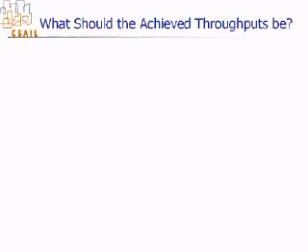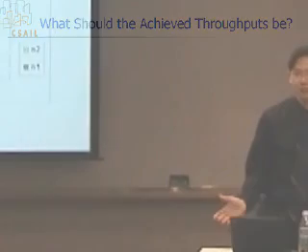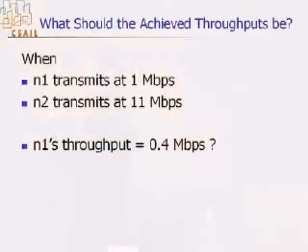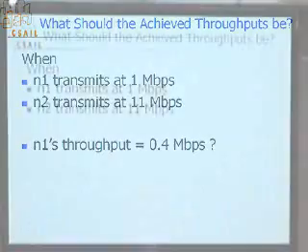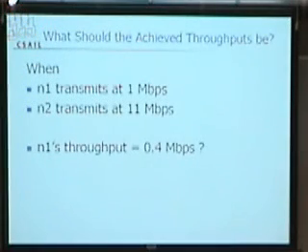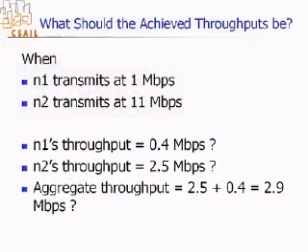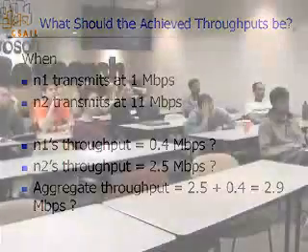Now, when they both transmit at 1 megabits per second, each node achieves 0.4 megabits per second. It's all expected. So the question is, what would happen if N1 transmits at 1 megabits per second and N2 transmits at 11 megabits per second? I would say N1's throughput, because it's still transmitting at 1 megabits per second, should still be 0.4, and N2's throughput should still be 2.5. That's what I would expect, wouldn't you?